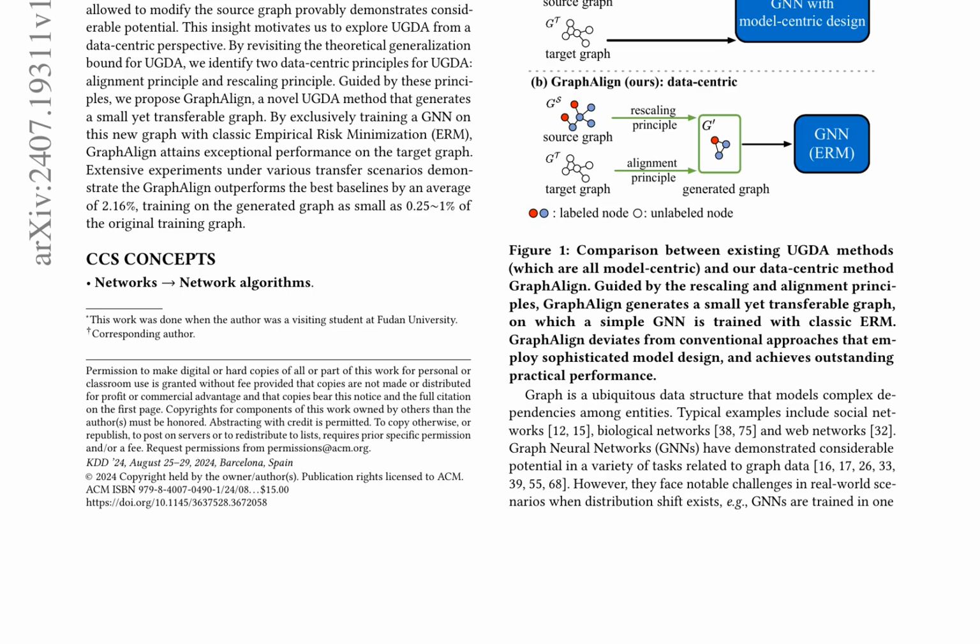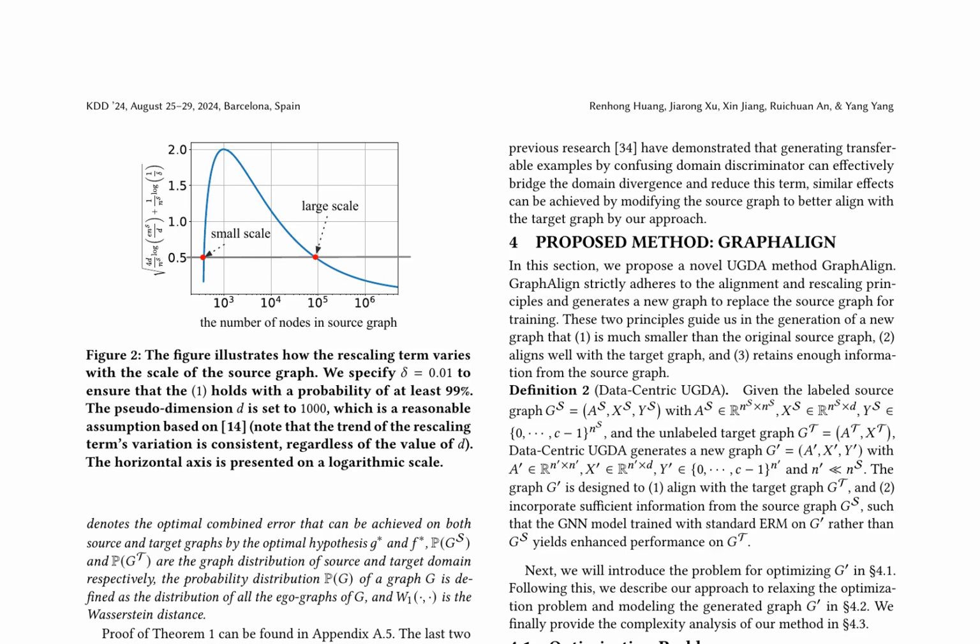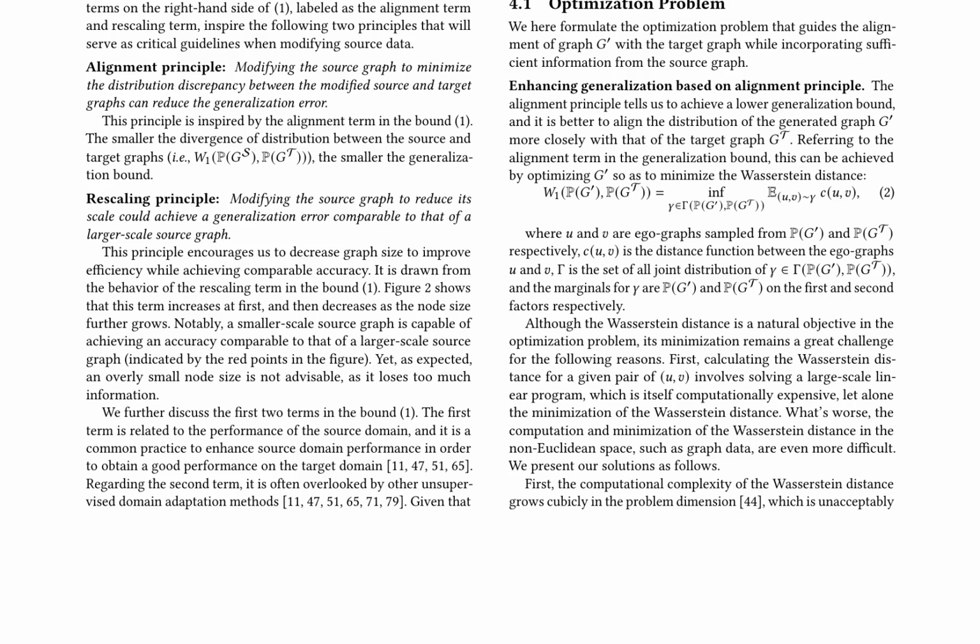GraphAlign employs a surrogate GNN model to map graphs into Euclidean representation spaces and utilizes a maximum mean discrepancy, MMD, distance as the discrepancy metric. The generated graph is expected to have a much smaller size and retain sufficient information from the source graph. The contextual stochastic block model, CSBM, is used to generate random graphs, facilitating the examination of domain shift. A motivating example demonstrates the inherent limitation of current model-centric UGDA methods, and propositions highlight the potential benefits of adopting a data-centric approach in UGDA.